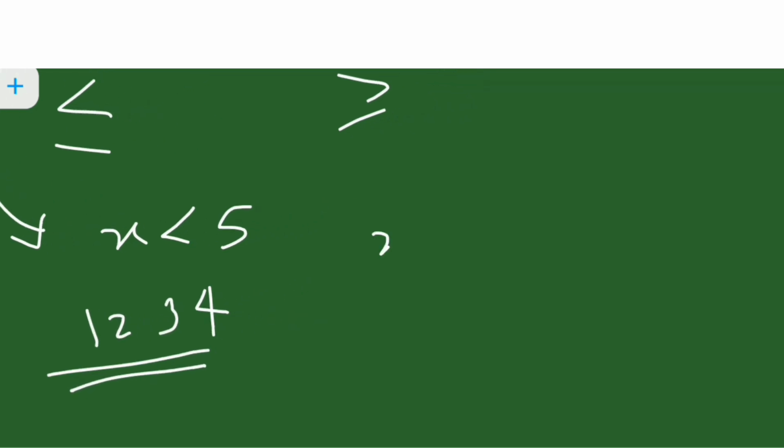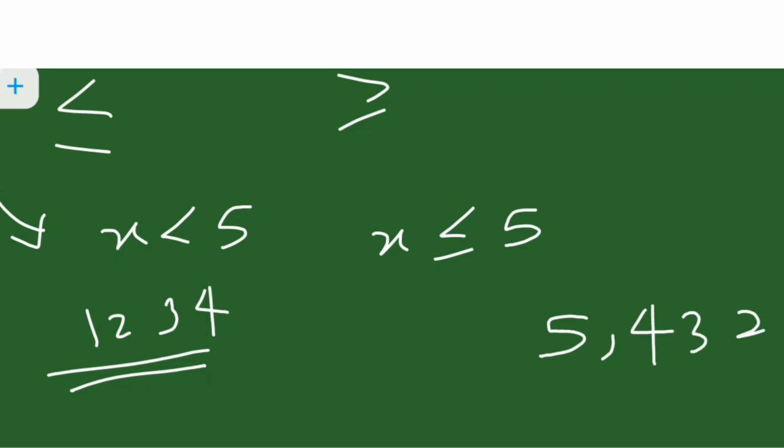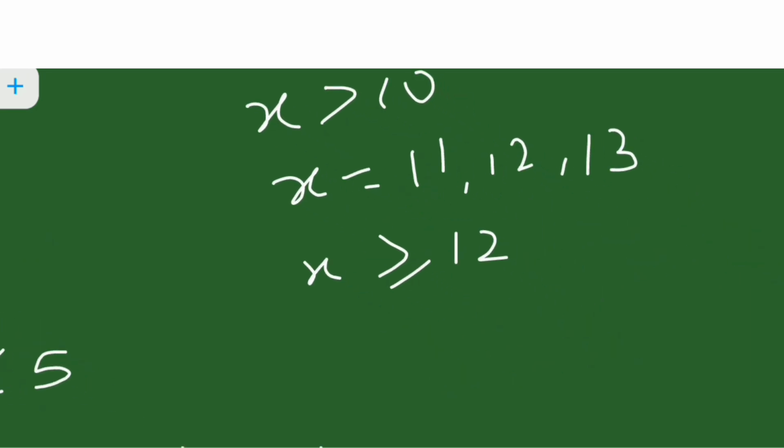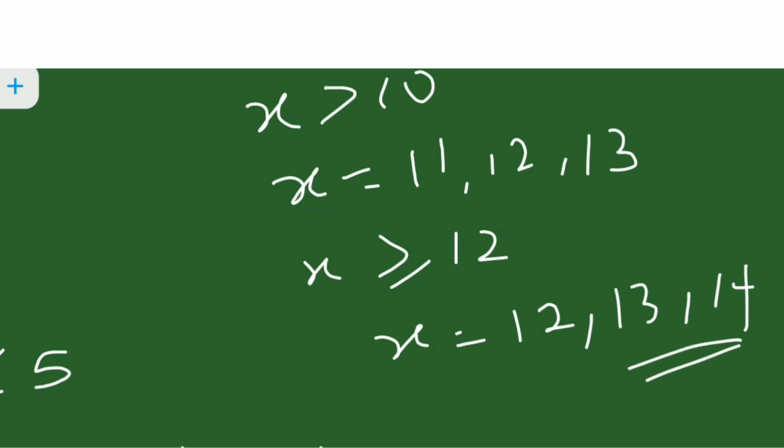And if x is less than or equals to 5, that means x will start from 5 and it will be going like that, 5, 4, 3, 2, 1, and so on. Okay, then for greater than and less than, it's the same meaning. x greater than 10 means x should start from 11, 12, 13, and so on. And x greater than or equals to 12 means at least 12, that means x should start from 12 and be going up like that, 13, 14, and so on like that.